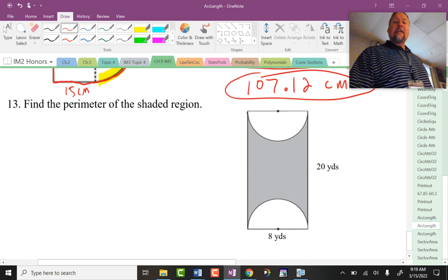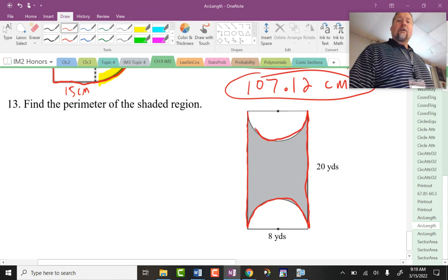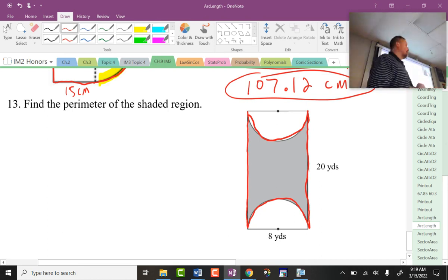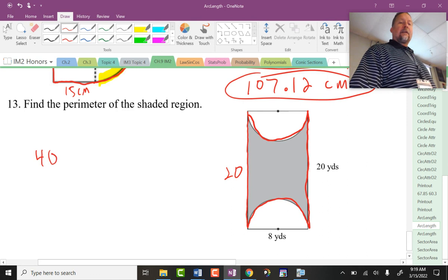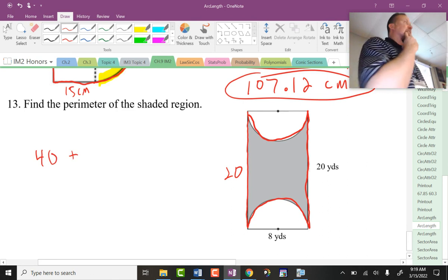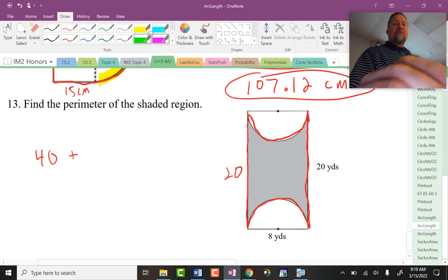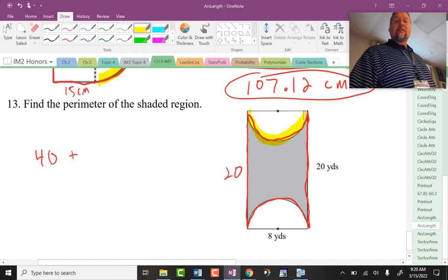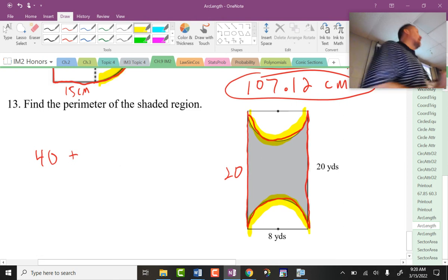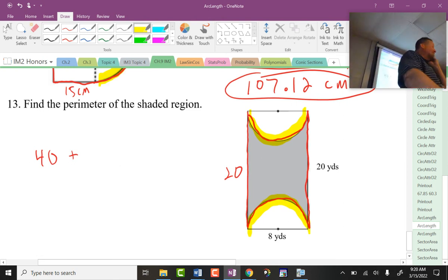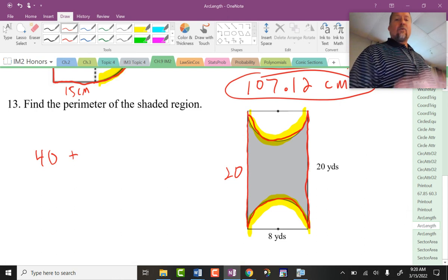Perimeter of the shaded region. So this walk, then we walk here, then we walk here, and then we walk here. What's that distance there? First of all, we should know we got 20 and 20. So that's 40 plus. And then how much of the circle does this represent? 3, 2, 1, go. Half. And then how much of the circle does this represent? What's a half plus a half? A whole. So you actually have the whole circumference.